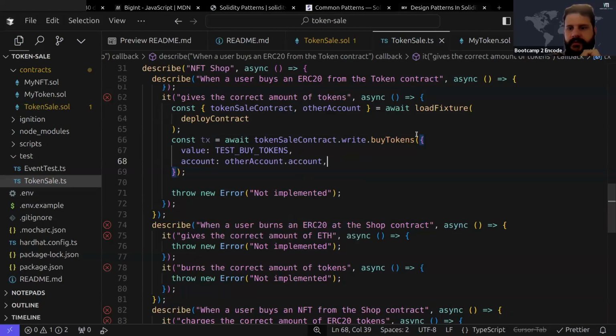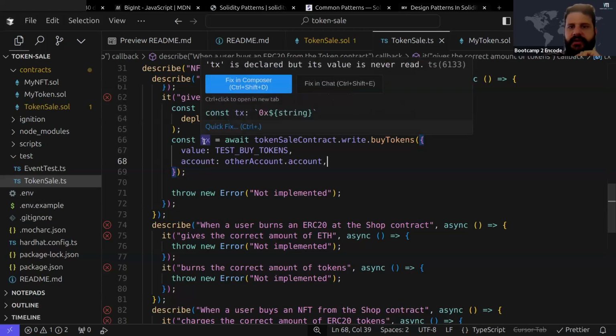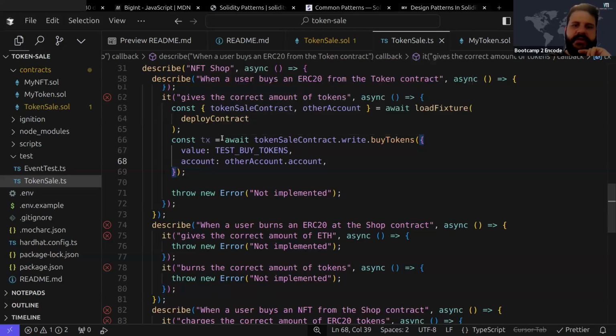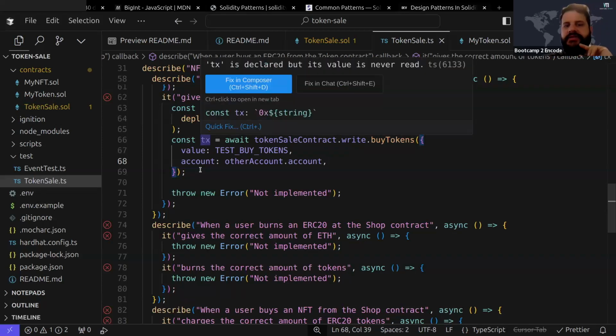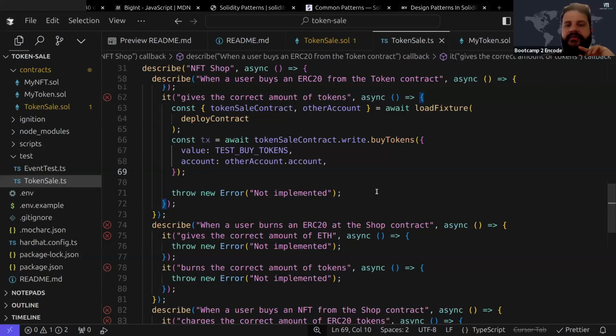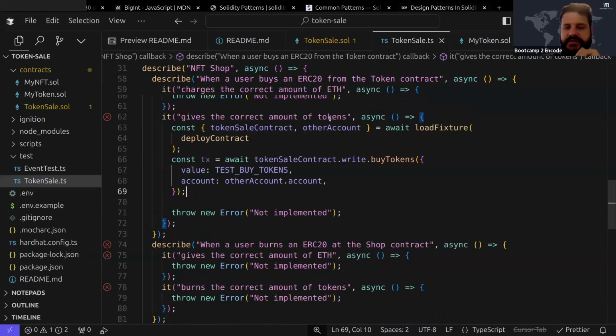Okay. This transaction might take a while to complete. I can debug this transaction later. And after this transaction completes, I should have the correct amount of tokens. So I should have a token balance before that transaction, and I should have a token balance after that transaction, right? How to get my token balance before the transaction?